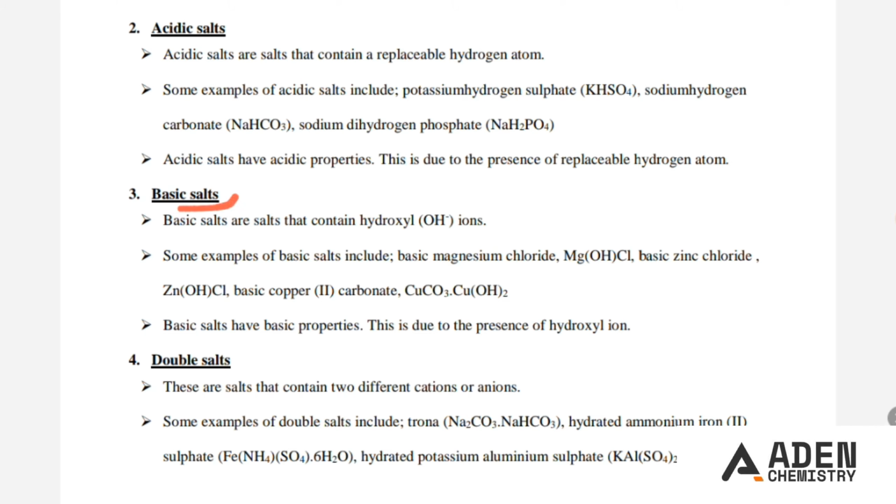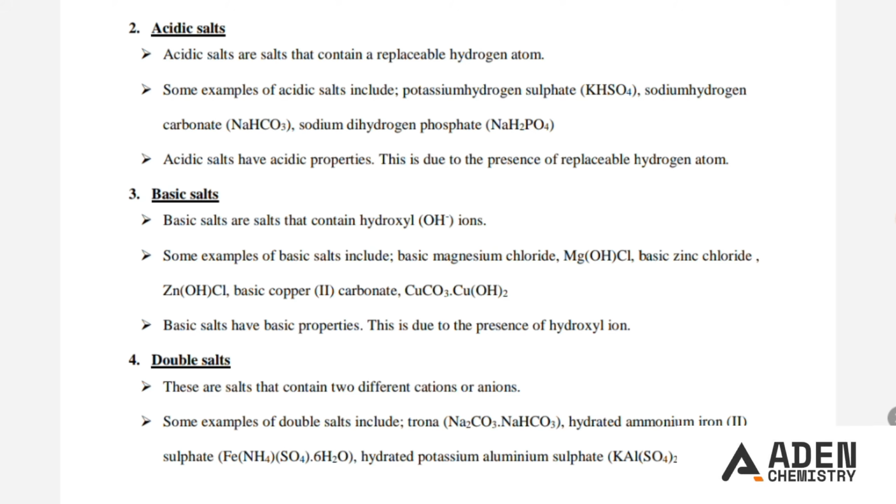Number 3, we have basic salts. What are basic salts? These are salts that contain hydroxyl ion. Hydroxyl ion is written OH negative. Let's see some examples of basic salts. Some examples of basic salts include basic magnesium chloride, written Mg(OH)Cl, basic zinc chloride, written Zn(OH)Cl, and basic copper 2 carbonate.